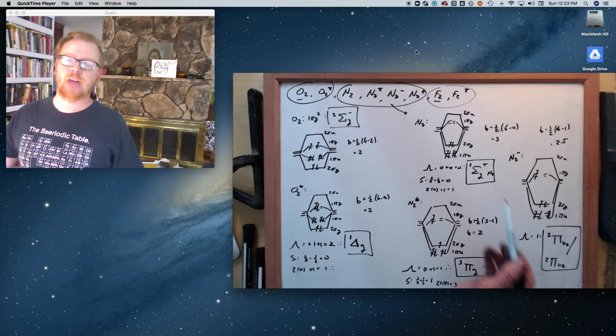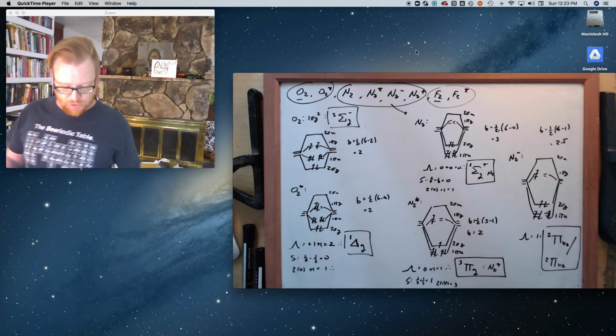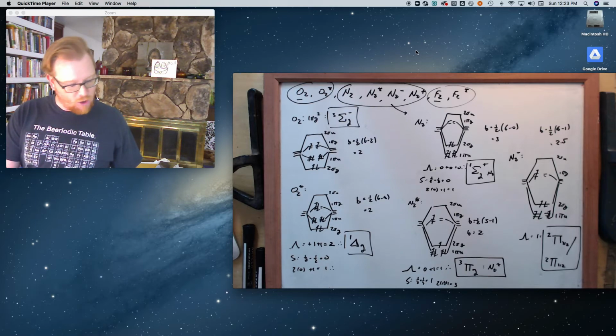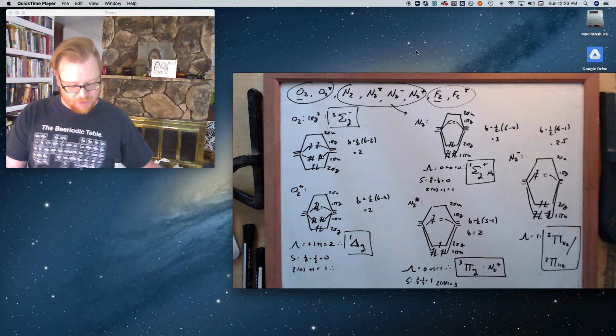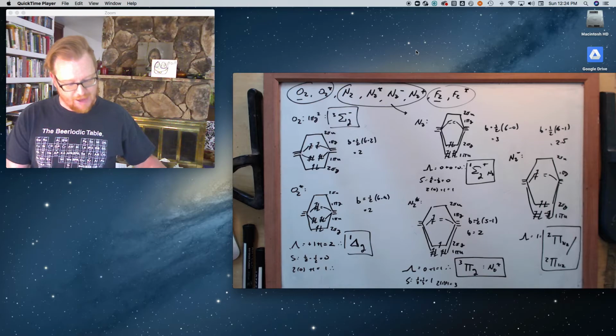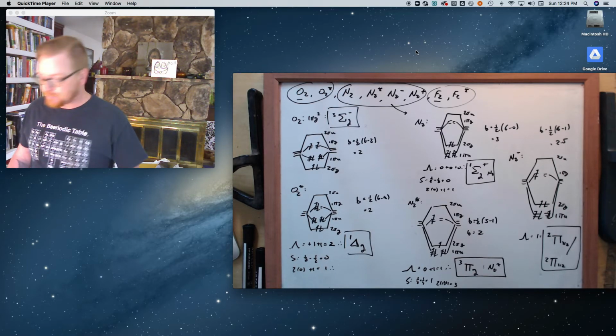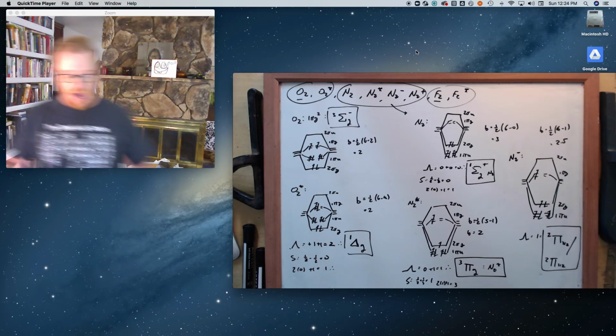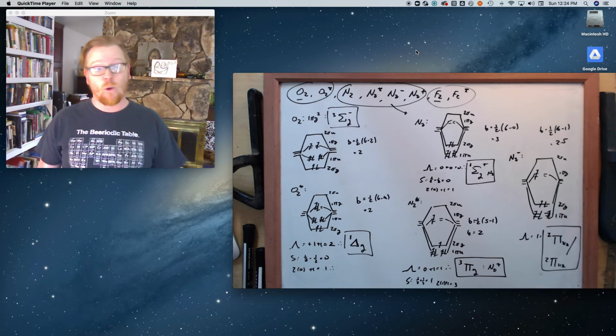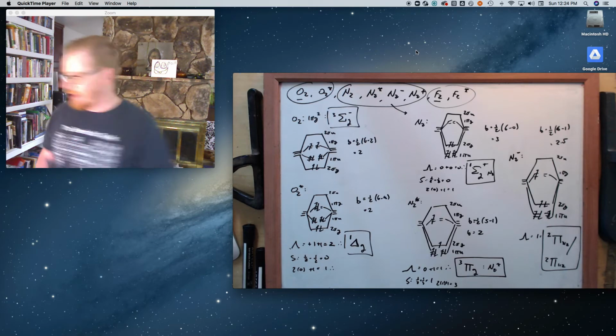Okay. So now I'm going to move on to the F2, and when I go on to do the F2, that's where I'm going to introduce a new type of term so that we can decide what's the correct order of energy for these things.